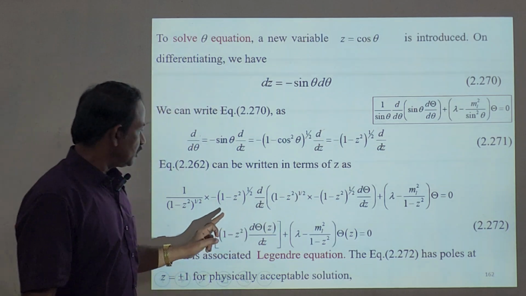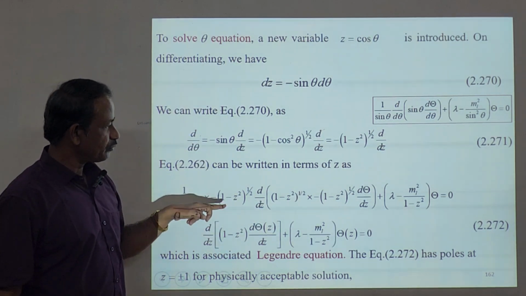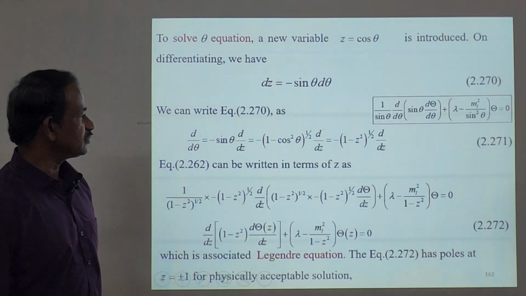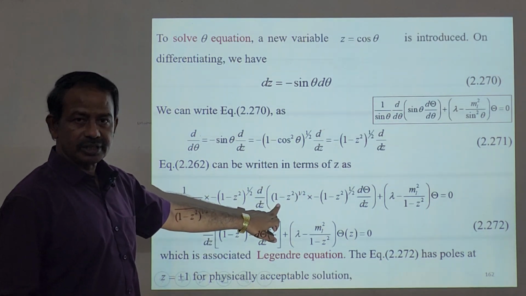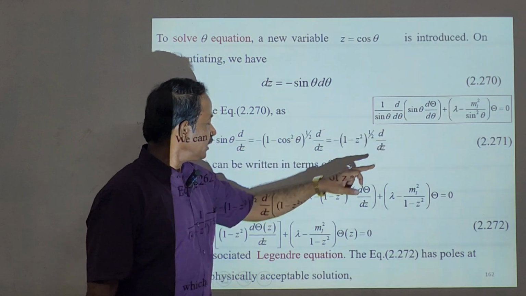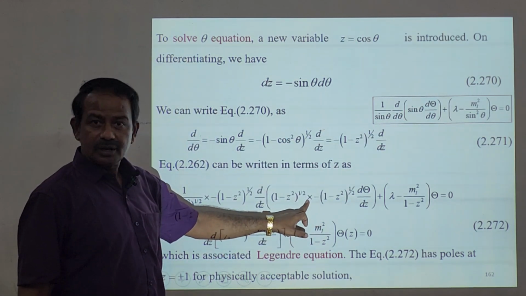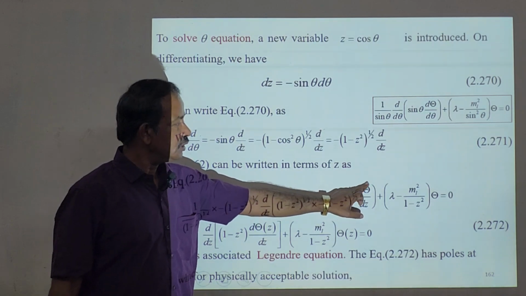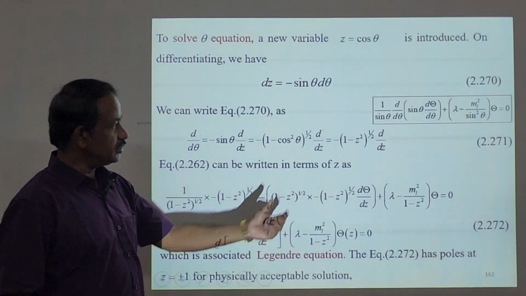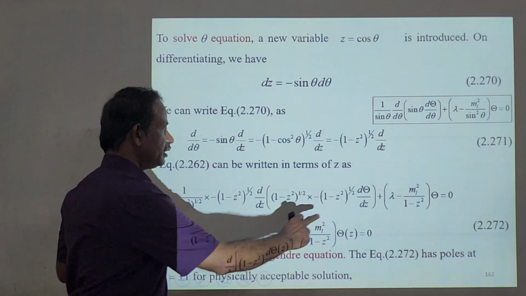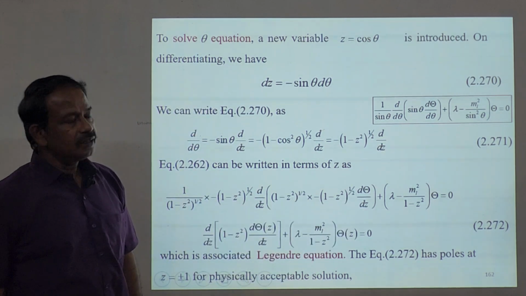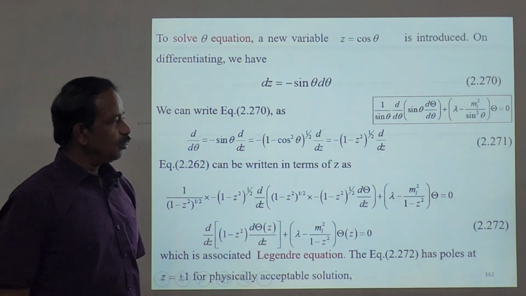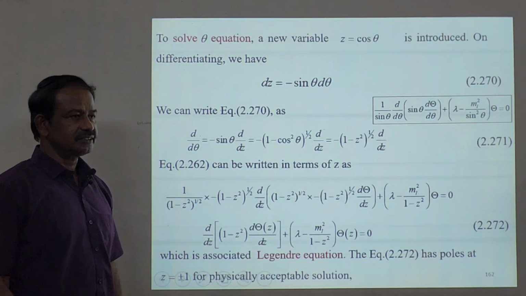So sin theta. What is sin theta? It is 1 minus z square, correct? Sin theta will be (1 minus z square) to the power 1 by 2. Then d by d theta will be multiplied by minus (1 minus z square) to the power 1 by 2 d theta by dz. So this complete expression is given by this one. So plus lambda minus ml square divided by 1 minus z square for sin square theta.